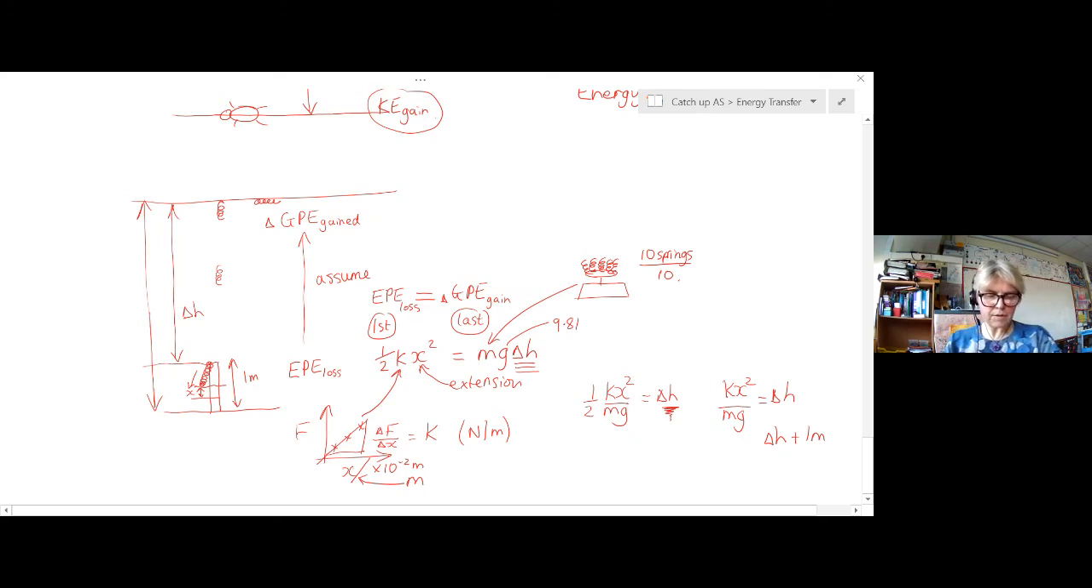Okay, now I have got a few more minutes, and there are a couple of things that I'd like to go over. I'd like to look at uncertainties in this particular experiment, and then I might extend the other experiment that we've done.